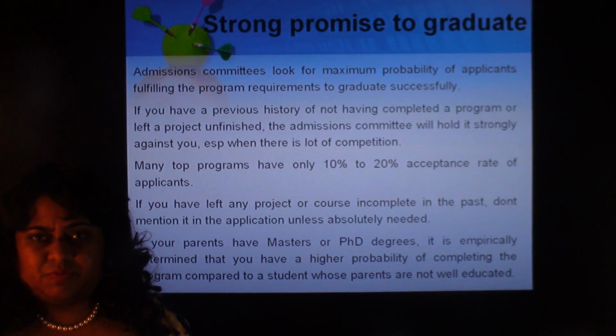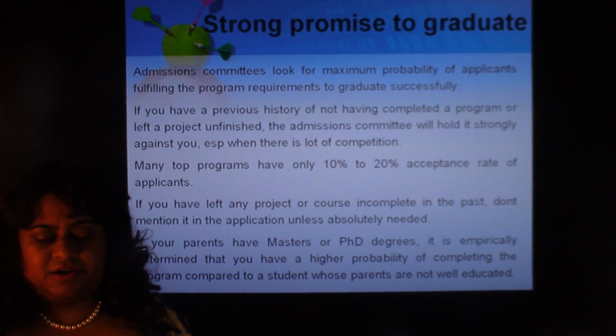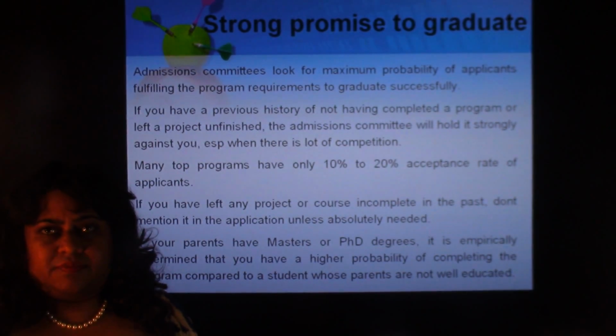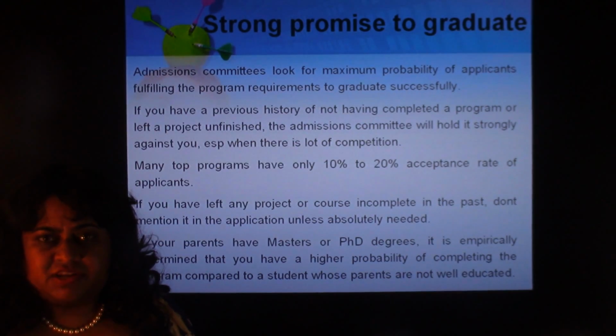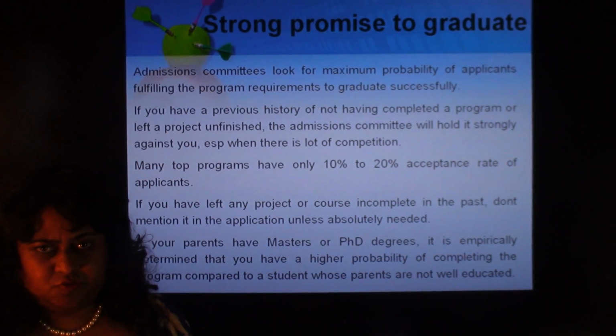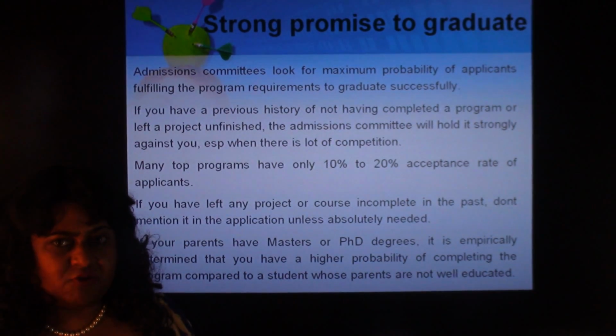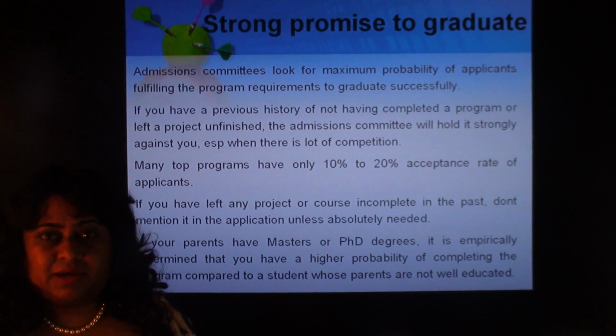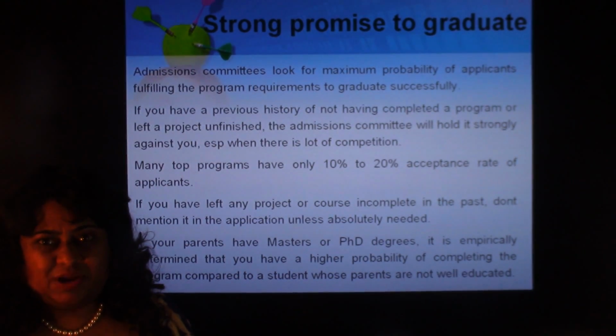And even if you have done really well in your program earlier, and for whatever reason you couldn't complete it, even if it's a very valid reason, like say you fell and broke your leg and had to return home, or somebody in your family died and you went into depression, or due to financial constraints, if you could not complete a program, they're going to hold it against you. It's going to weigh your application down tremendously. So think about whether you really want to mention it, and whether it's really required to be mentioned in your application.